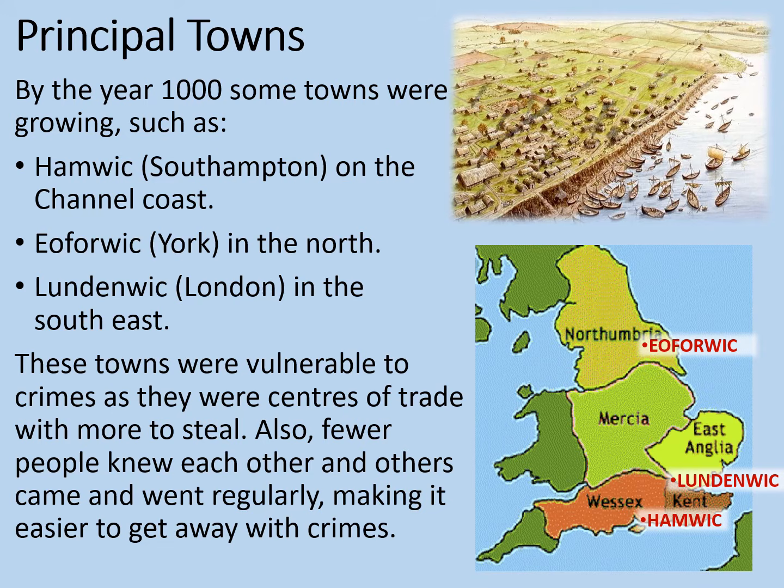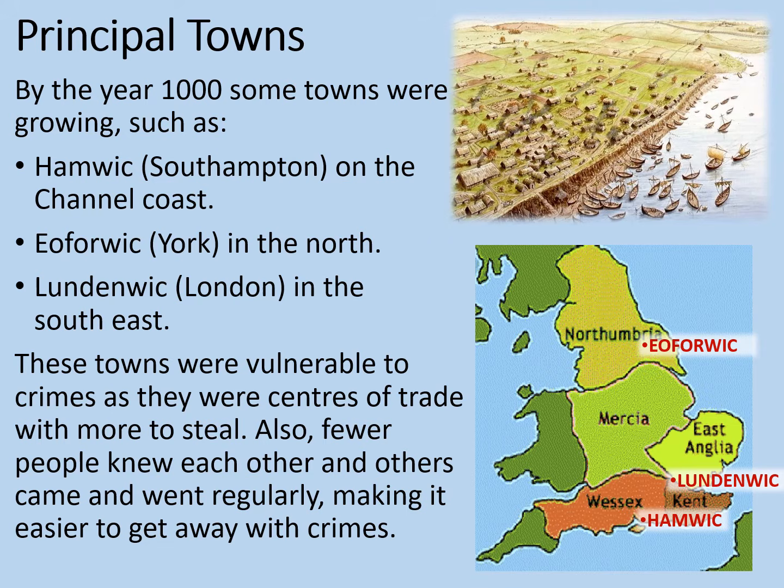These towns were vulnerable to crimes as they were the centres of trade, and that made it easier to steal. Quite simply, there were more things there to steal. Also, fewer people knew each other, and others came and went regularly, making it easier to get away with crimes. So you might turn up in a town, commit some sort of crime, and go before anyone was able to detect you, and witnesses might not recognise you in the first place. And so, on the whole, the community responsibility in rural areas was more effective at preventing crime, as well as identifying who the criminals were.